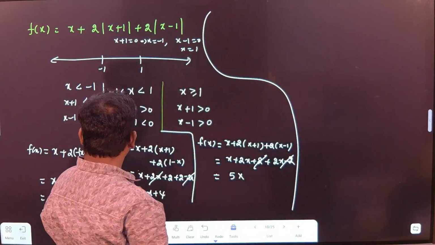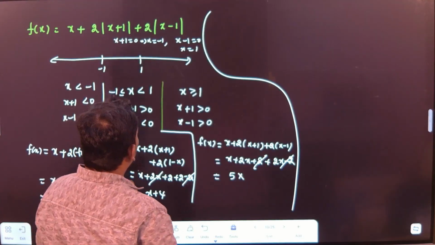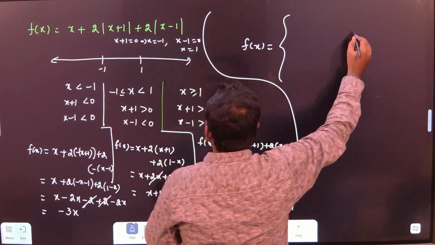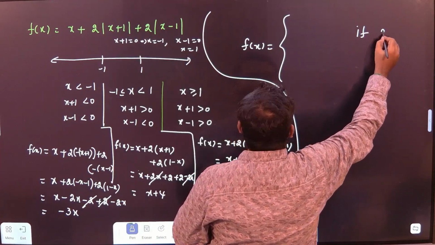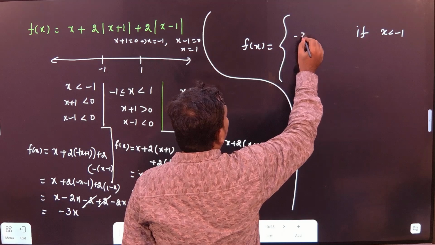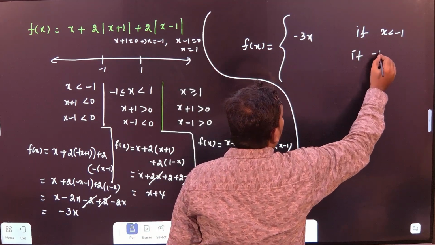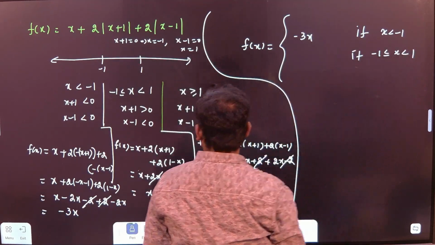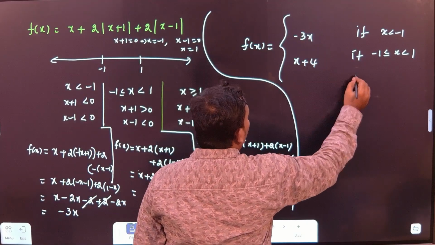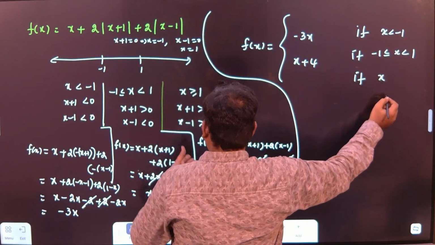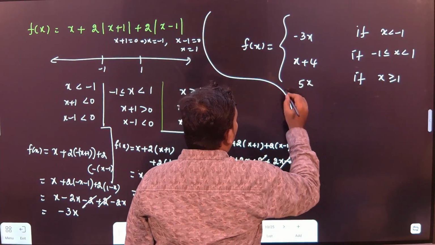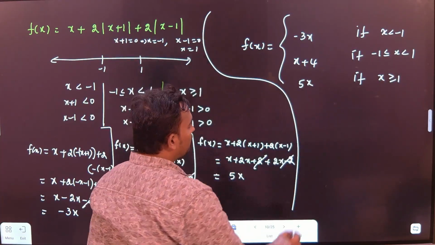Okay. So now you can see, student, we redefine this function. How to define? If x is less than minus 1, minus 3x. If x is from minus 1 to 1, in this interval x plus 4. If x is more than or equal to 1, that is 5x. Okay, now you can draw the graph.